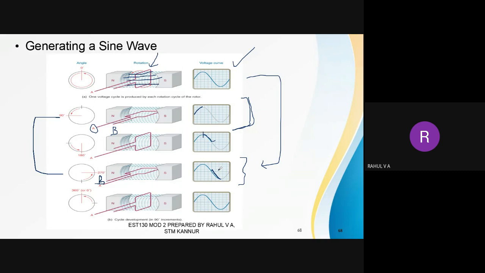Okay, near the north pole, when our conductor comes, the voltage induced was more in A, wasn't it, than in B. So A was positive with respect to B. Now in this case, B is near the north pole. So B was more positive compared to A. So when VAB, the voltage across A and B, is measured, VAB is negative. And again it rotates 90 degrees. What happens? It comes back to the normal position.